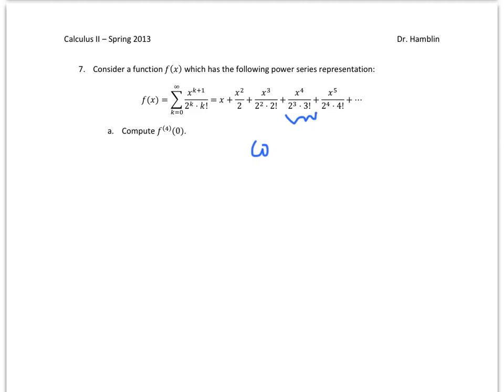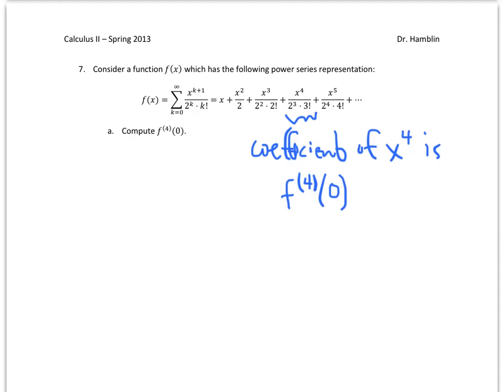The coefficient of x to the 4th is the 4th derivative of f evaluated at the center of the series, which in this case is 0, divided by 4 factorial. And that f 4th derivative evaluated at 0, that's the number we're looking for. But we also know what this coefficient is. It's 1 divided by 2 cubed times 3 factorial.